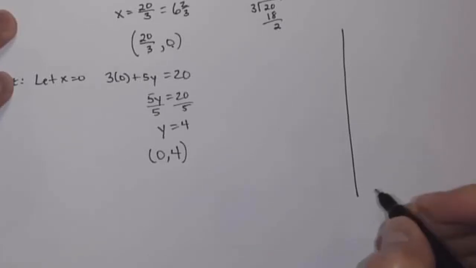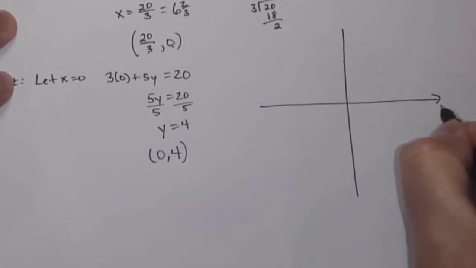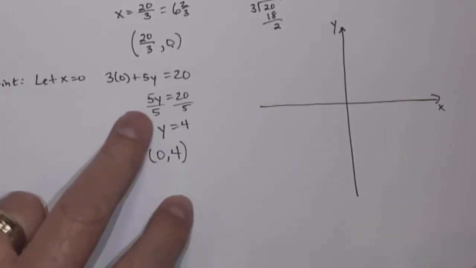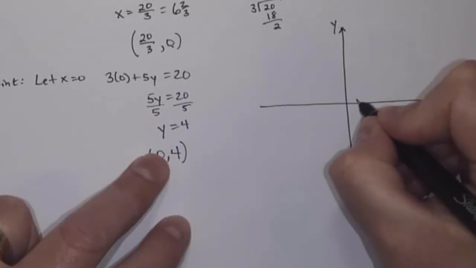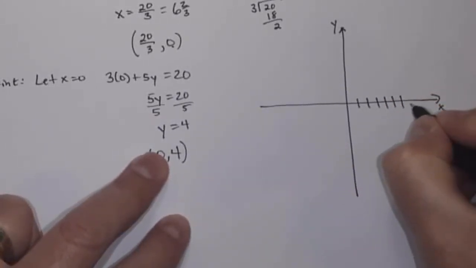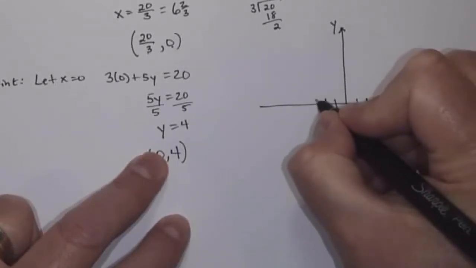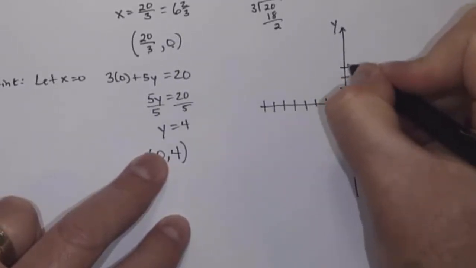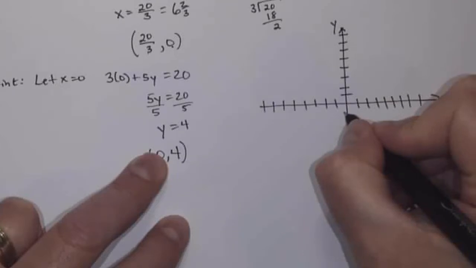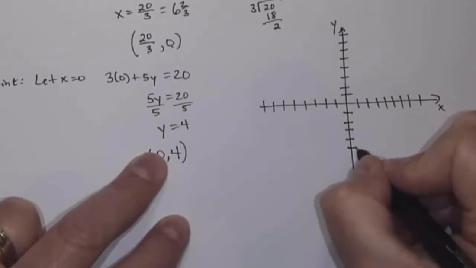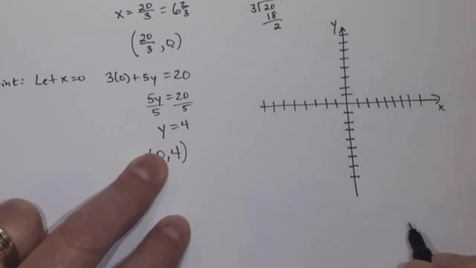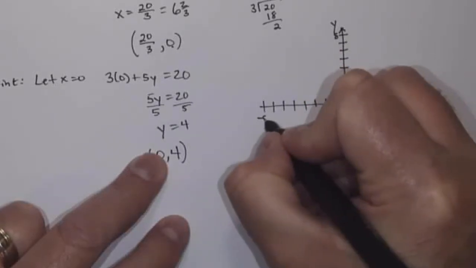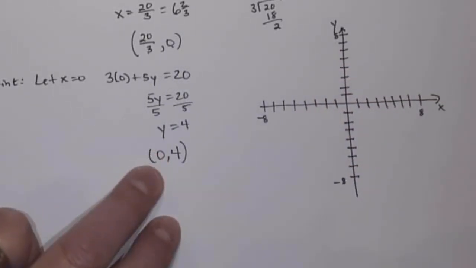So if we're going to graph that, here's our x-axis, here's our y-axis, okay? So if here is 1, 2, 3, 4, 5, 6, 7, 8, negative 1, negative 2, negative 3, negative 4, negative 5, negative 6, negative 7, negative 8, 1, 2, 3, 4, 5, 6, 7, 8 on the y-axis, negative 1, negative 2, negative 3, negative 4, negative 5, negative 6, negative 7, negative 8 on the y-axis. Okay, so I'm going to just label, there's 8, there's 8, there's negative 8, there's negative 8.